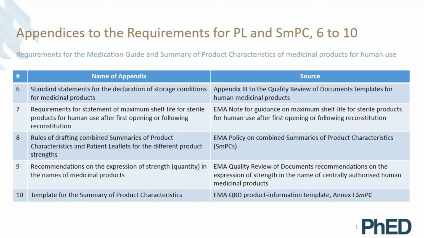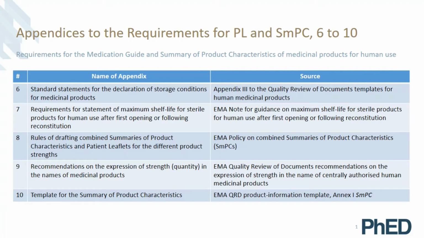Appendix 6 provides standard statements for the declaration of storage conditions for medicinal products and is based on Appendix 3 to the EMA Quality Review of Documents templates for human medicinal products. Appendix 7 outlines requirements for the statement of maximum shelf life for sterile products for human use after first opening or following reconstitution and corresponds to the EMA note for guidance on maximum shelf life for sterile products for human use after first opening or following reconstitution.